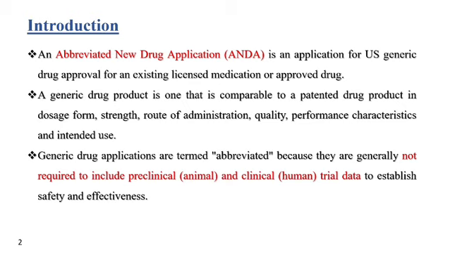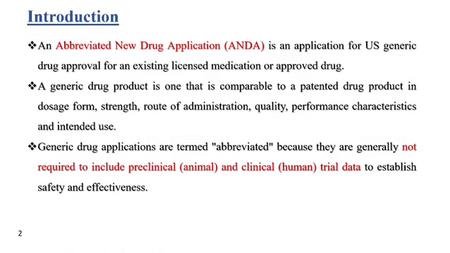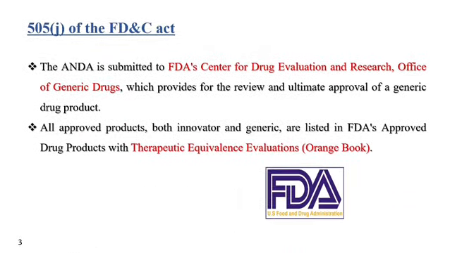Since the original drug is already tested, generic companies do not need to repeat full animal and human clinical studies. The ANDA application is submitted to the FDA, specifically to the Office of Generic Drugs. After approval, both branded and generic medicines are listed in a publication called the Orange Book.